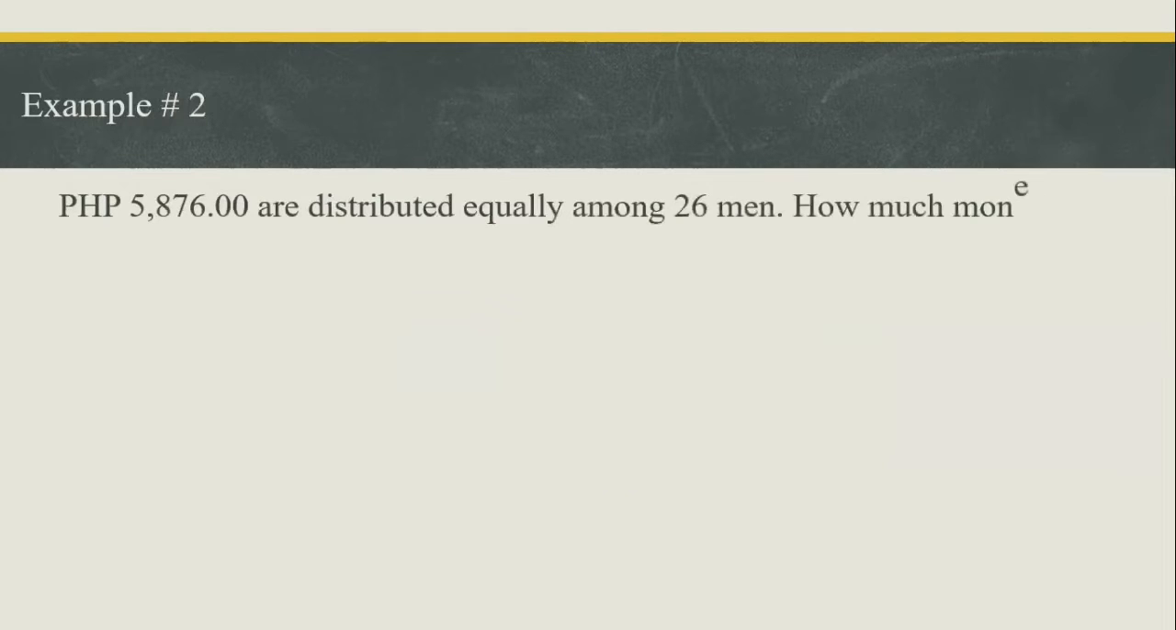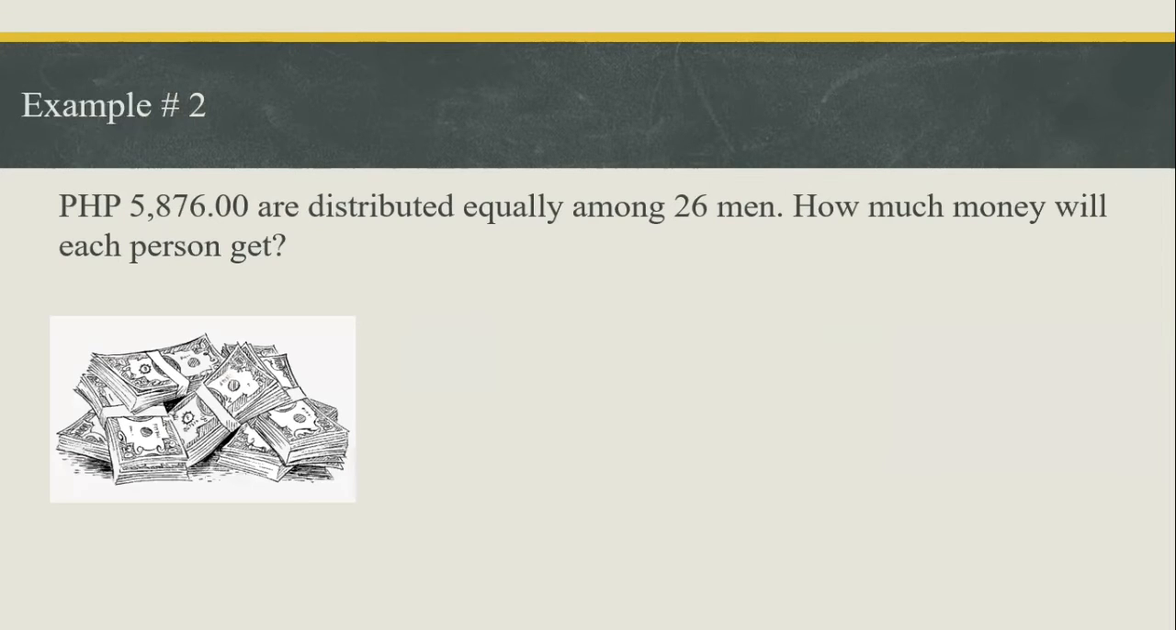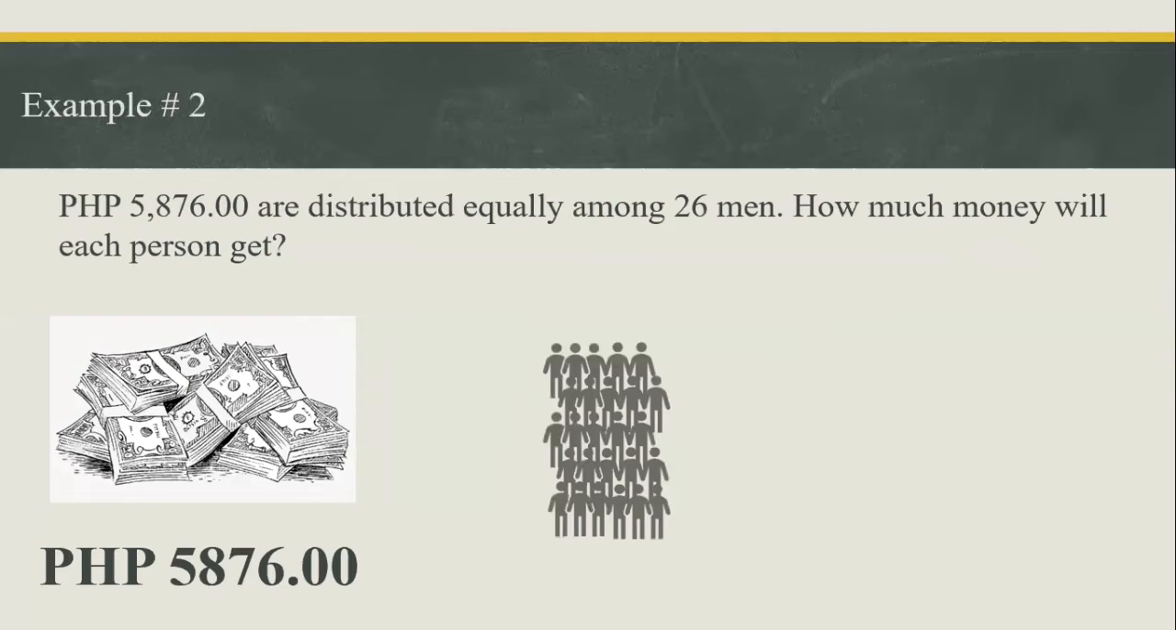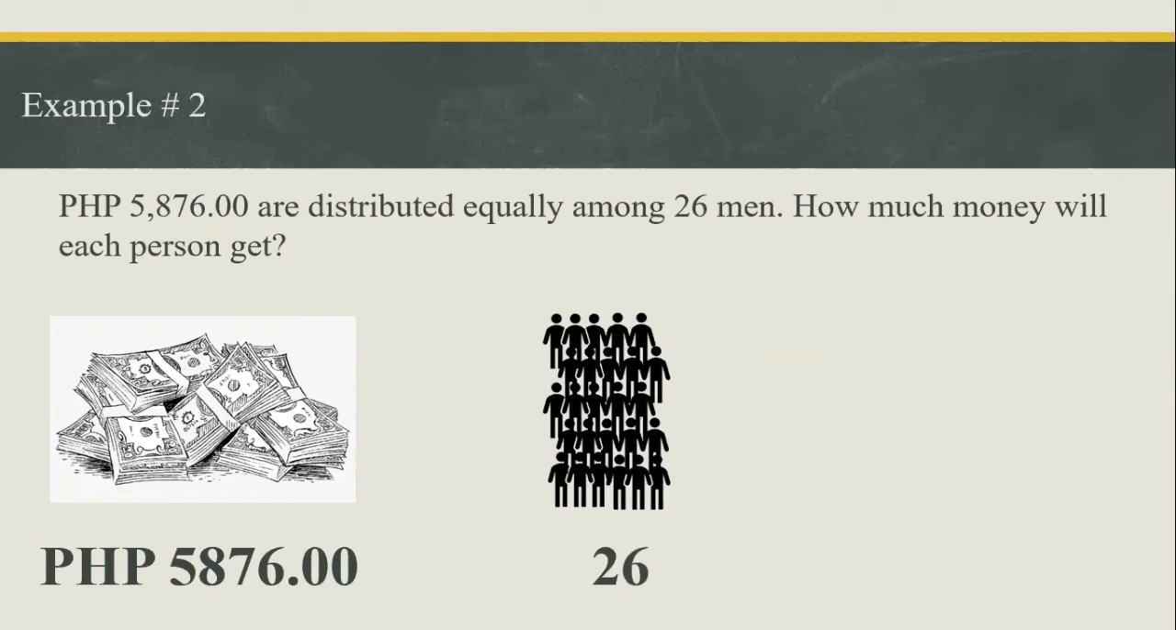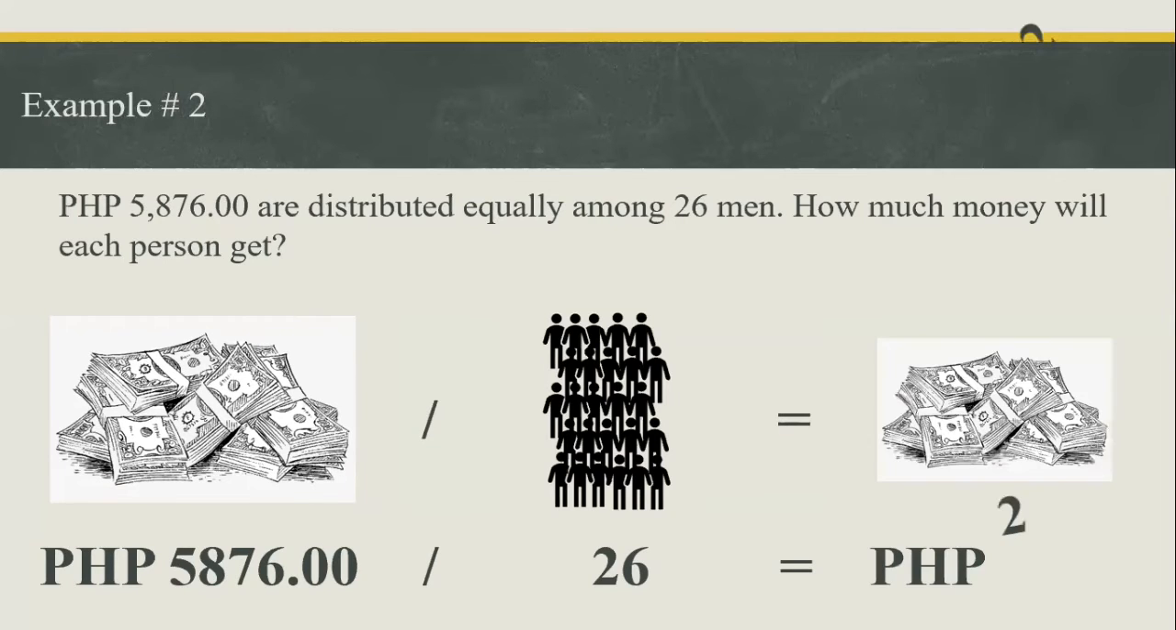Our second example: 5,876 pesos are distributed equally among 26 men. How much money will each person get? So we have 5,876 pesos and we have 26 men. We divide them with each other. So 5,876 pesos divided by 26, and the answer is 226 pesos each.